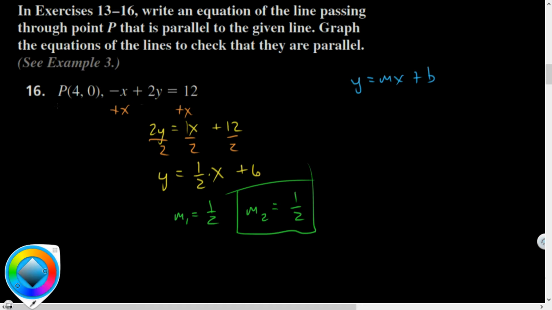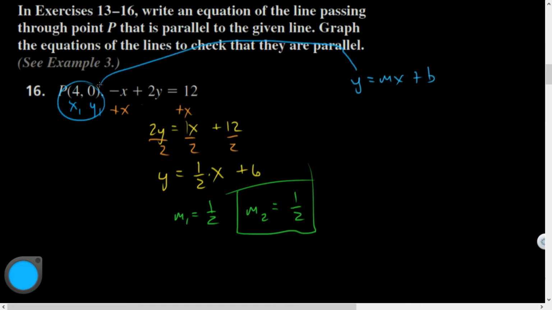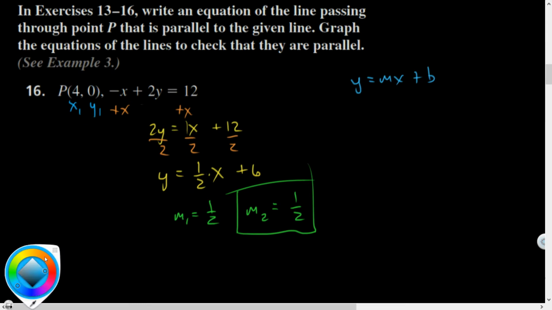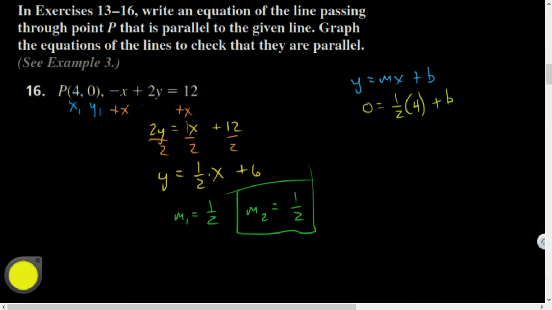What I'm going to do is plug in this ordered pair, which will make my equation true. I'm going to plug this in as a combination of x and y that makes it true. I'm going to plug in this for m, and I'm going to solve for b. So let's plug and chug. 0 is equal to 1/2 of 4 plus b. So 0 equals half of 4 is 2 plus b.